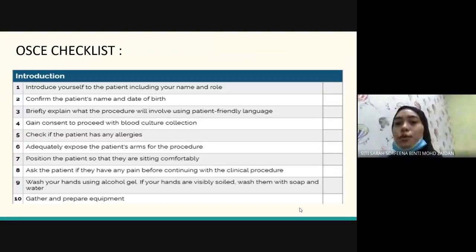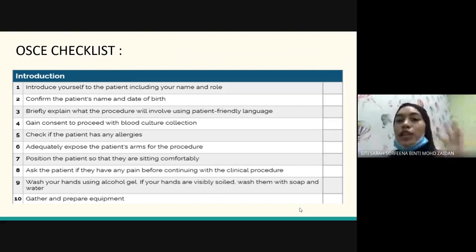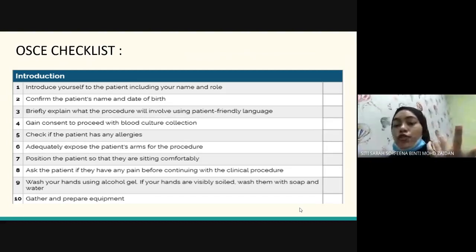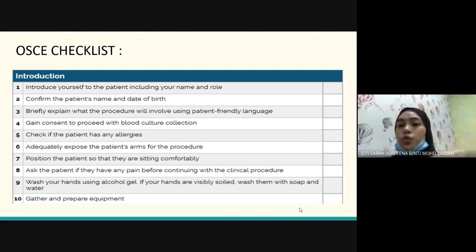Okay, so before we do blood culture to a patient, we have to introduce ourselves to the patient, including the name and whether we are medical student or HO or any doctor. And then we also have to confirm the patient's name and their date of birth, and explain what kind of procedure we will do so that they will understand. And then we gain their consent to proceed with the blood culture and ask them if they have any allergies, such as allergies towards latex.